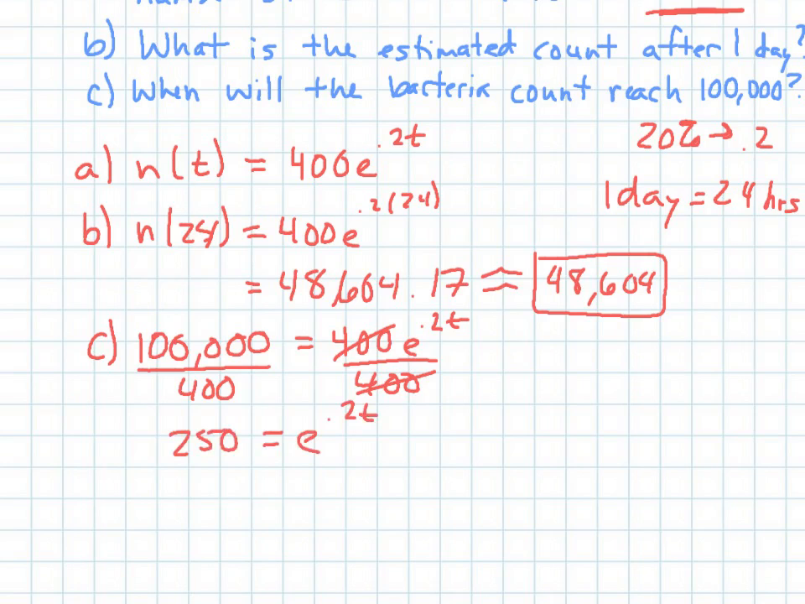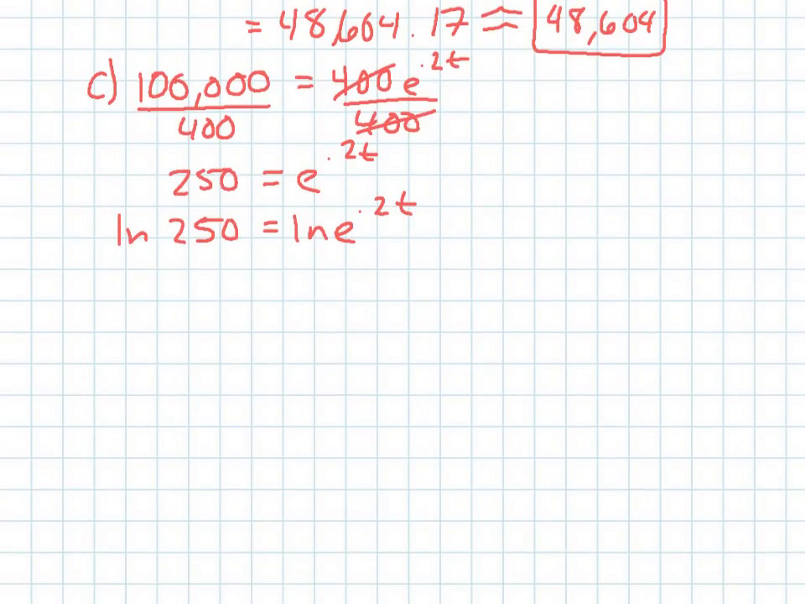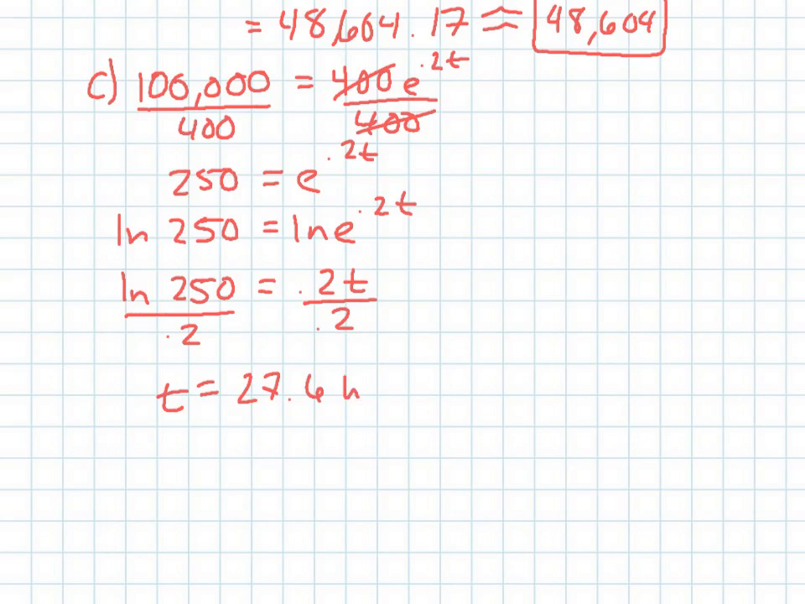And then from there, because I have base e, and the last one I had base 10, so it was good to use the common log. Here I want to use ln because I have a base of e, and that will cancel it out. Makes it a little easier for my math. So ln of e goes away, so ln of 250 is left, equal to 0.2t on the other side. So now I want to get t by itself, so I'll divide both sides by 0.2. So t will equal 27.6 hours. Okay?